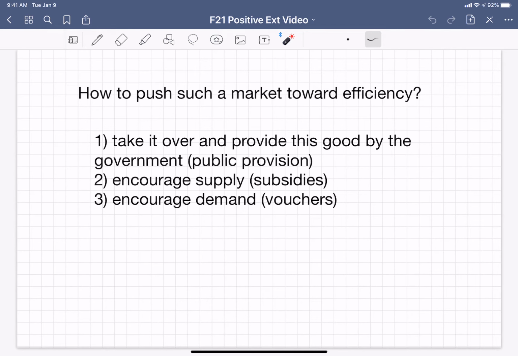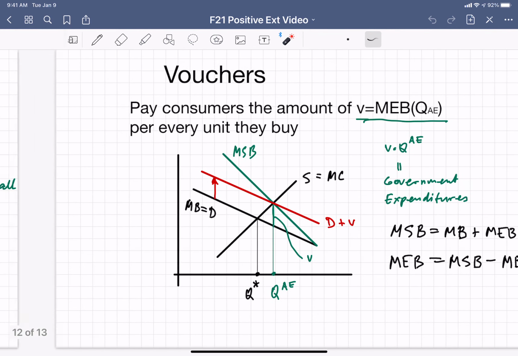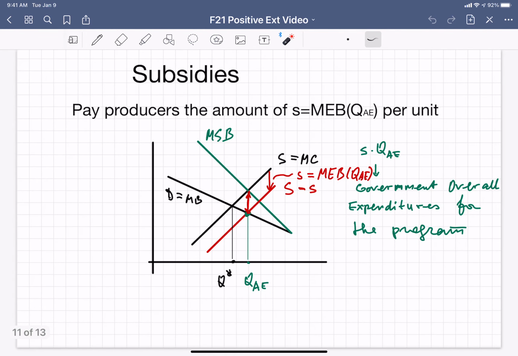So the second approach is to encourage supply, giving producers what is known as subsidies. Another approach is to encourage demand, giving consumers what is known as vouchers. So let's take a look. We have subsidies, we have vouchers. If you give money to producers, you're actually reducing their cost, right?